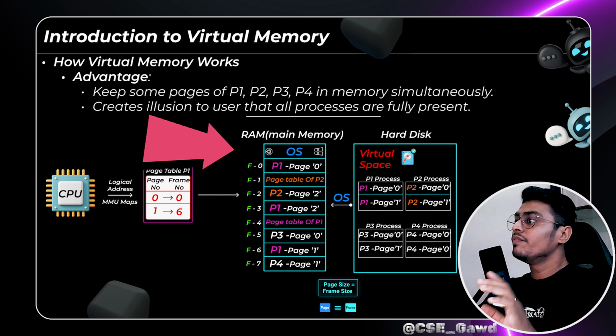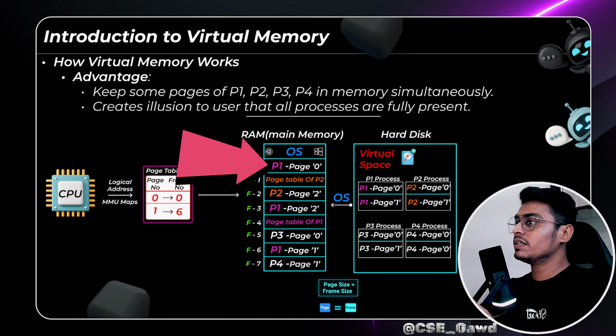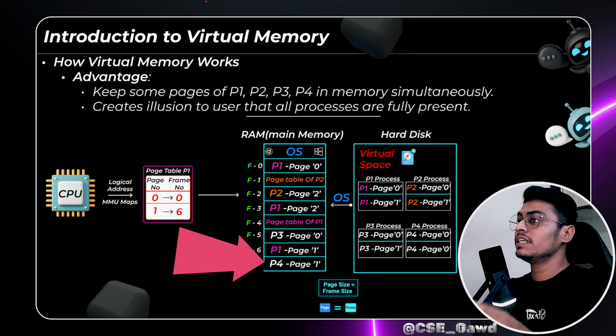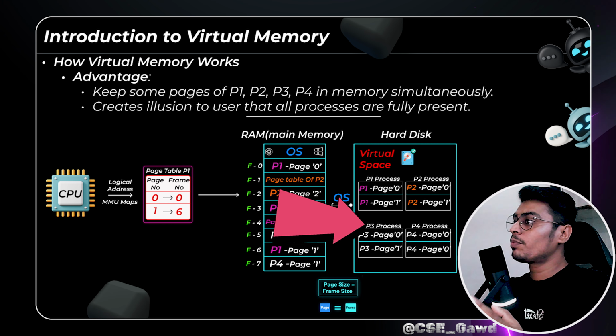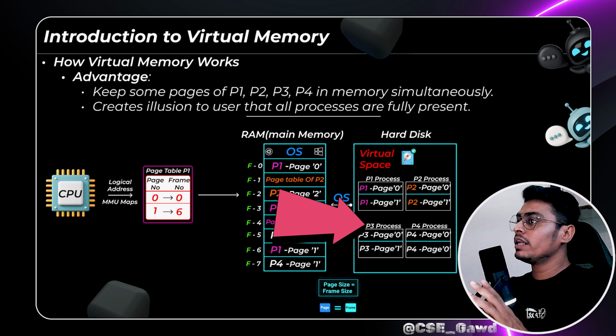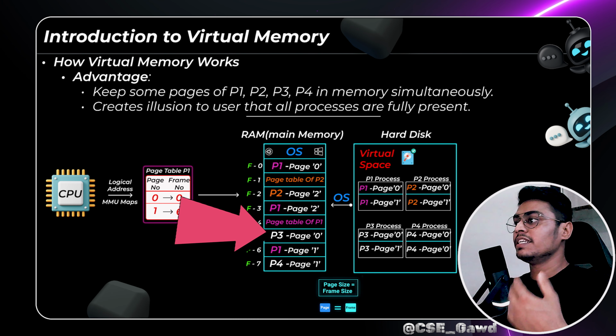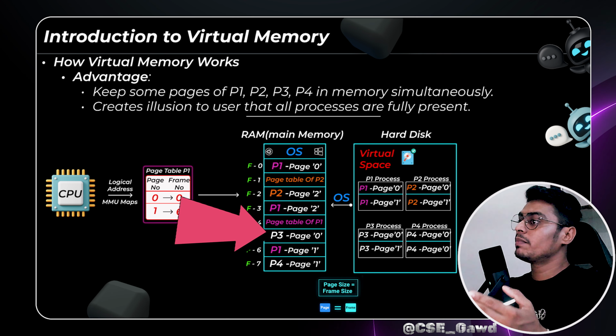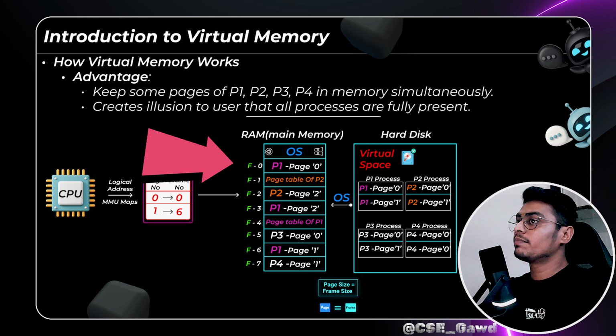In main memory, we can keep some pages of process P1, some pages of process P2, some of P3 and some of P4 simultaneously. This means we don't bring the whole process into main memory. We keep only required pages that are currently needed. Since only some part of each process comes into memory, we can keep parts of many processes in main memory simultaneously. The advantage is that parts of the maximum number of processes can be kept in main memory.